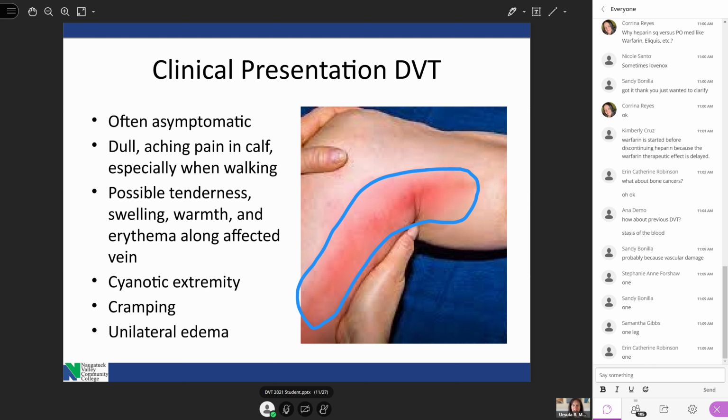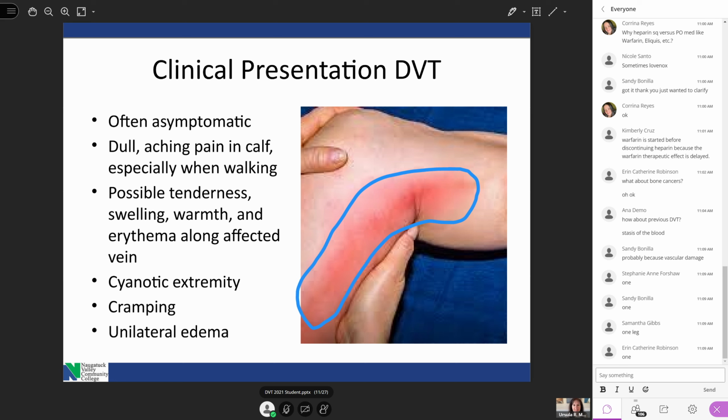We're going to get it in one leg, only the leg that it's in. So the patient is not going to have bilateral redness, bilateral edema. They're only going to have it in one leg. Good. So sometimes the patient can be asymptomatic. They may not have this red line.